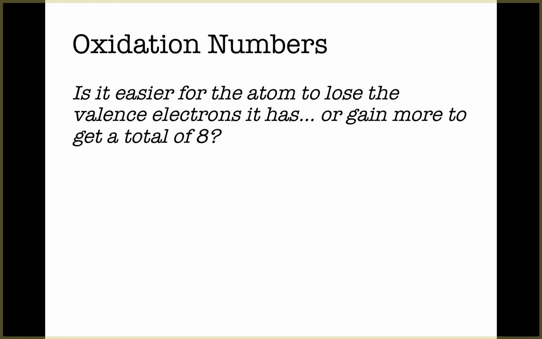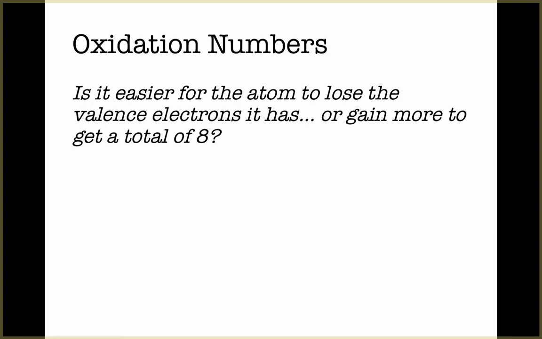Well, let's take a look here. Let's look at something like magnesium, for example. We know magnesium has 2 valence electrons, right? Is it going to be easier for magnesium to lose those 2 or gain 6 more to get a total of 8? Well, it's going to be easier for magnesium to lose those 2 valence electrons and therefore has a resulting charge of positive 2. So it lost 2 negatives and got to be positive 2 as a result.